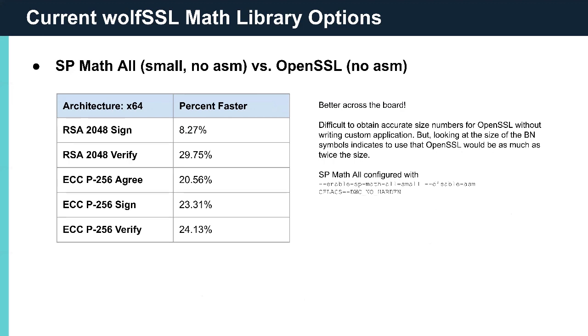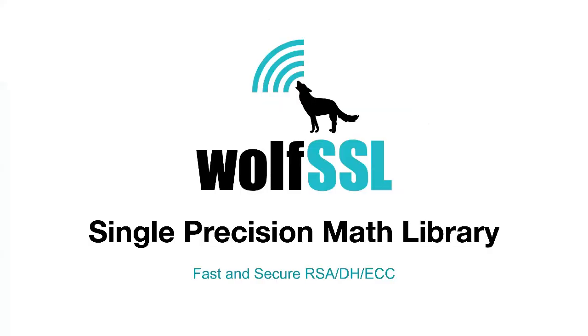Here's our SP math all library built in small configuration with no assembly in comparison to OpenSSL with no assembly. We're faster across the board for RSA and ECC, anywhere from 8 to almost 30% faster. So that wraps up our SP math library section.